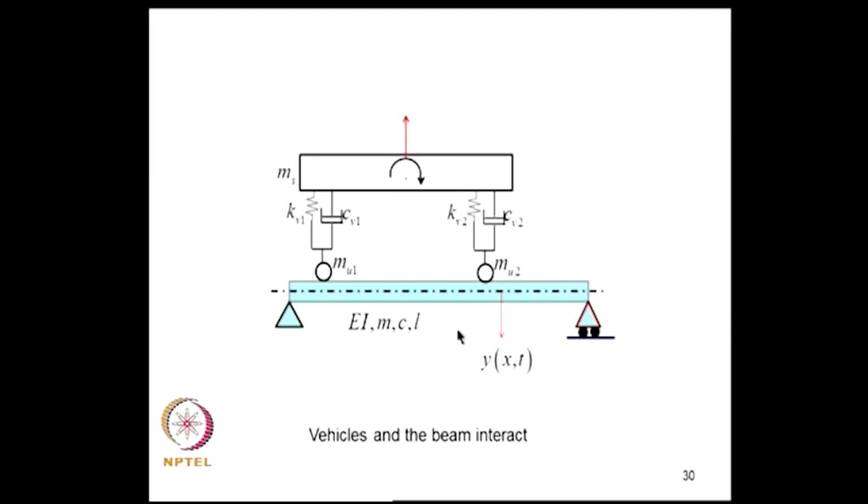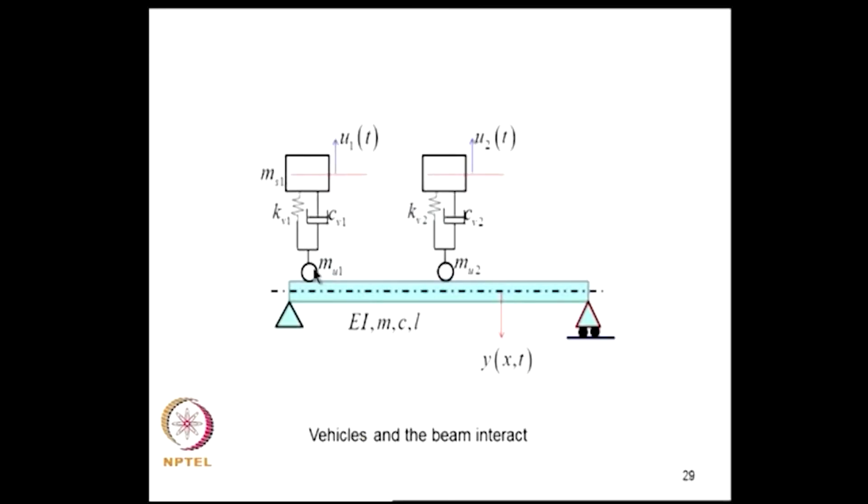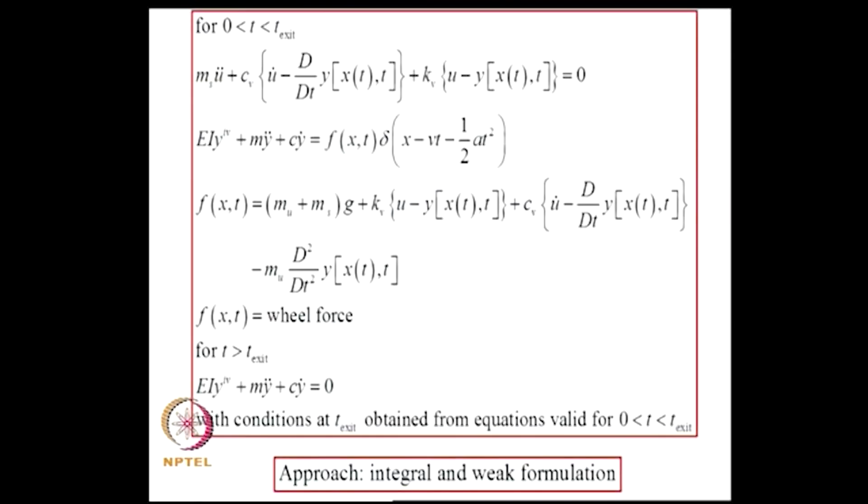We can improve upon the vehicle model, we can include translation and pitching of the vehicle, we can model the vehicle in greater detail, and this type of models have also been studied in the literature. In practical situations, of course, the supporting structure itself will be a three dimensional structure, a lattice girder bridge like this, and the moving vehicle itself will be a fairly complicated engineering system. So this should be borne in mind when we analyze this type of models.